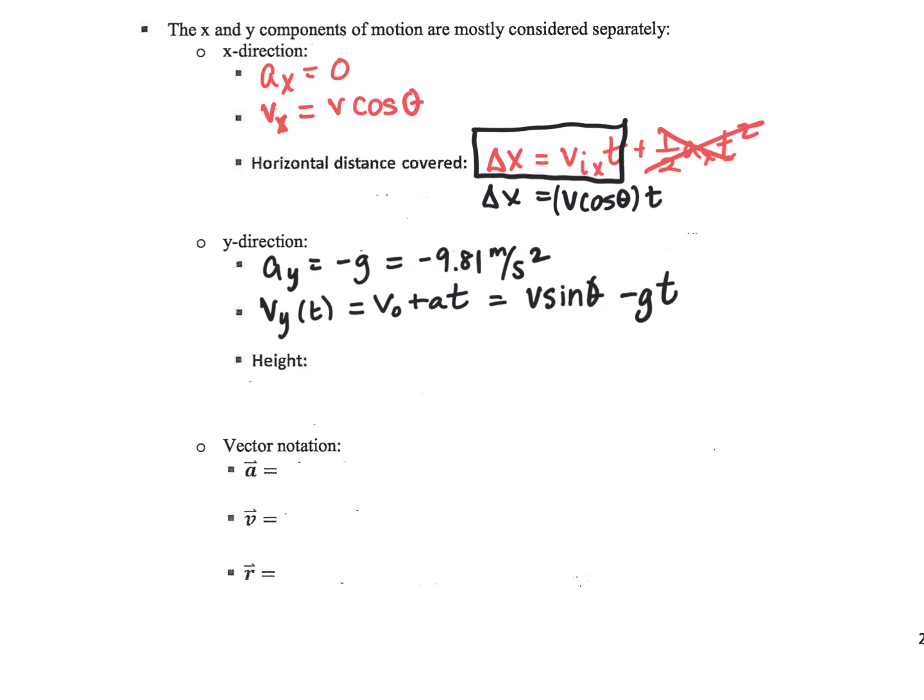Now what about the height? Y of t is going to be what? Y initial, v initial in the y direction times t plus 1/2 what? At squared. So what goes away?